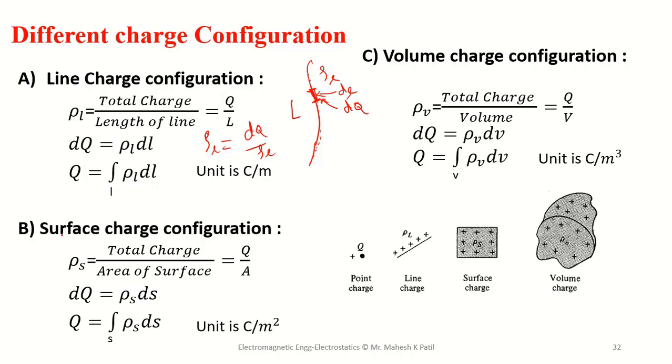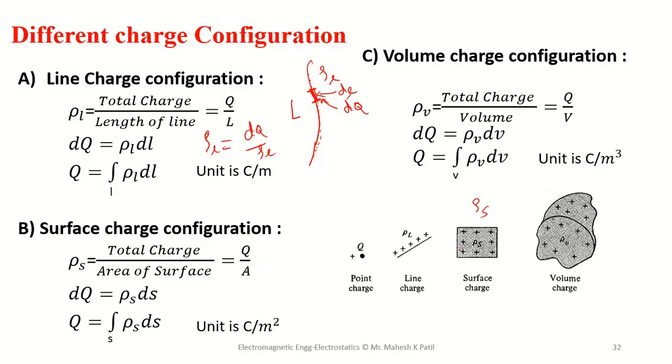Now we'll consider the next charge configuration, that is surface charge configuration. So you can see here the surface. Let this be the surface. In this surface Q number of charges are present and let rho s be the surface charge density for this given surface charge. So rho s can be given as total number of charges divided by area of that surface. So it will be Q upon A.